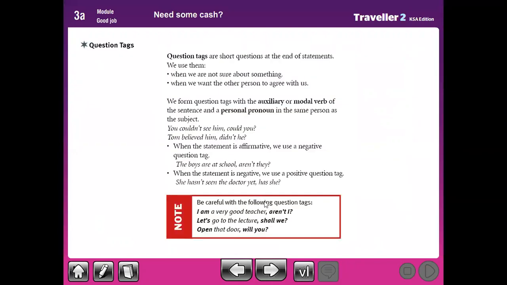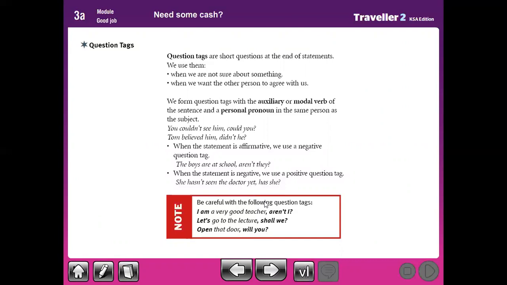Today, inshallah, we are going to talk about an important rule. It's question tags. What are question tags? Question tags are short questions at the end of statements. We use them when we aren't sure about something or when we want the other person to agree with us.